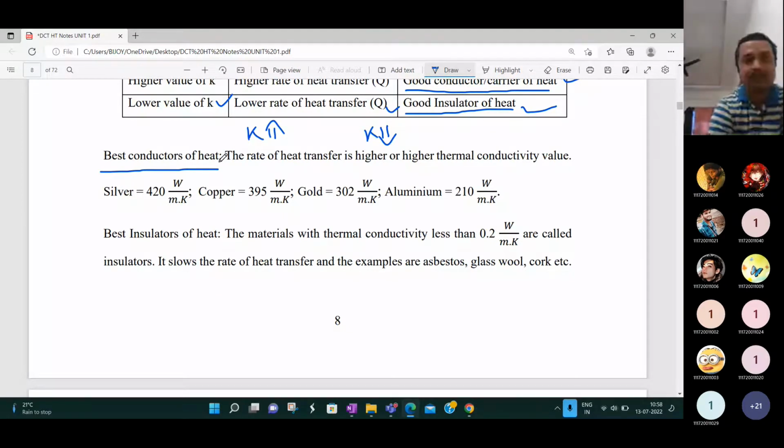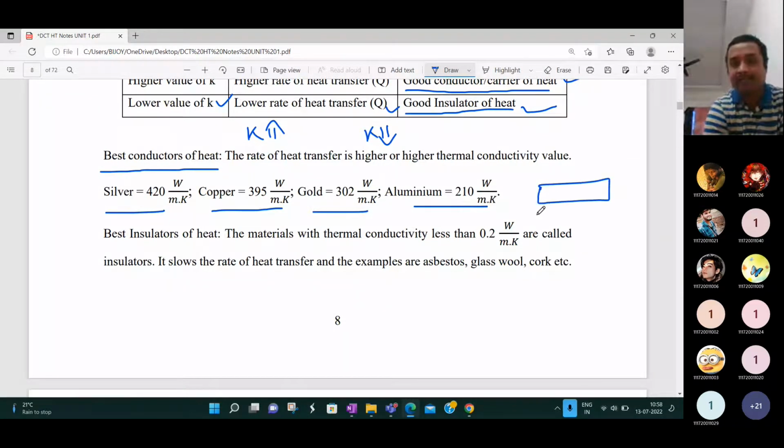The first examples are silver ornaments you are using, copper wire you see, gold, aluminium. These materials will have higher thermal conductivity. It means if you heat at one end, the temperature will reach the other end at a very high speed. Why? The K value of this material is higher.